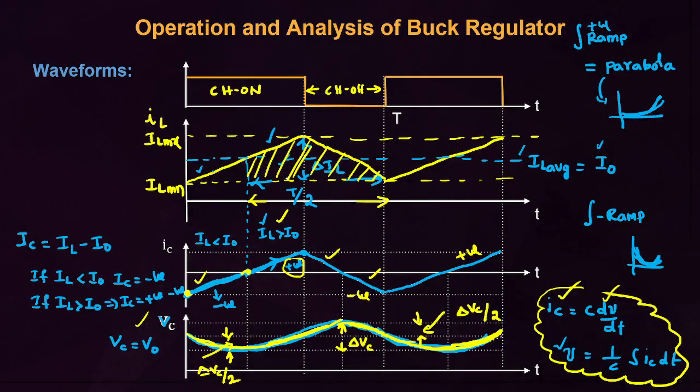Next, these are the waveforms. No need to concentrate on the waveforms. This is the inductor current waveform. This is the capacitor current waveform. This is the voltage across the capacitor waveform, friends. Just see these waveforms; no need to practice them.